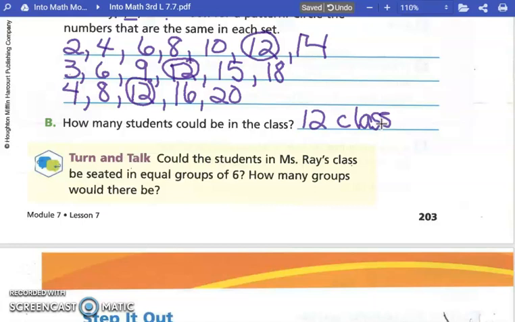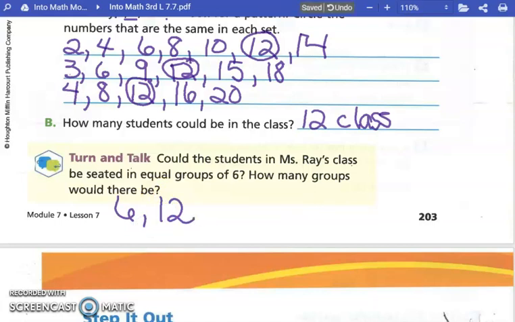If we had written our multiples of 6, would we have gotten to 12? Yeah, we could have. We could have said 6. And what's our next multiple of 6? 12. So they sure could have been, couldn't they?